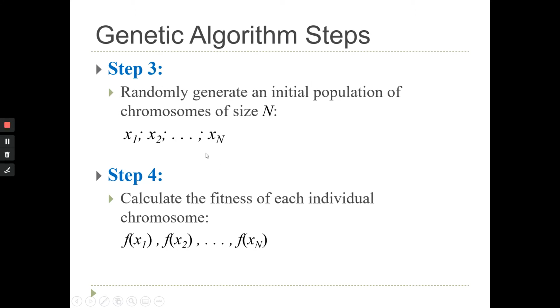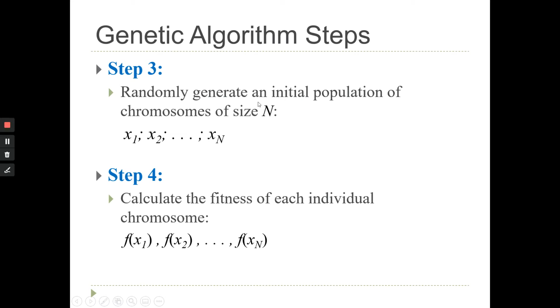Then step number 3, after you initialize the parameters of the genetic algorithm and the fitness function, now you create random solutions. How many solutions? It depends on the size of the population. We can see an example later.